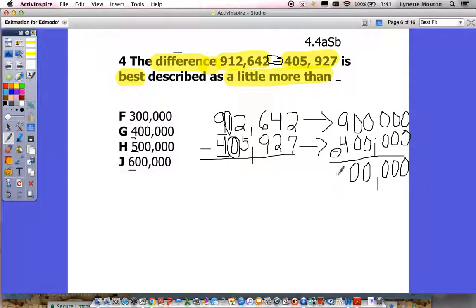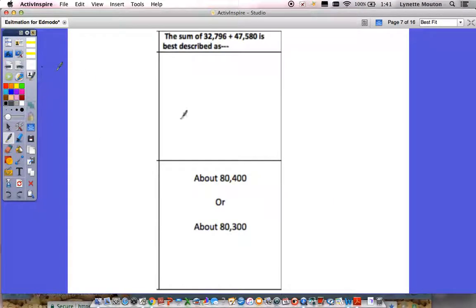9 minus 4 is 5. There's your answer, ladies and gents. Letter H, 500,000. Okay, on to the next problem.